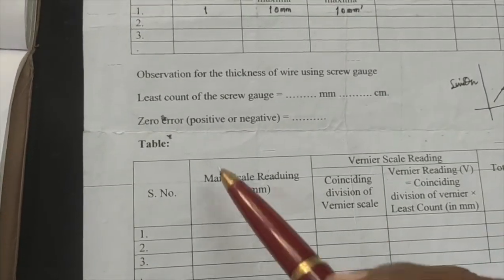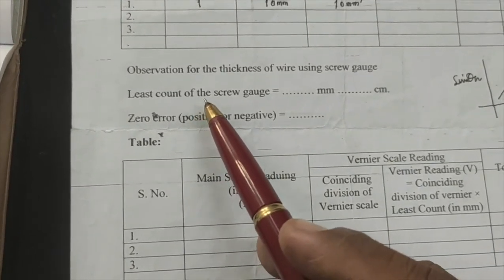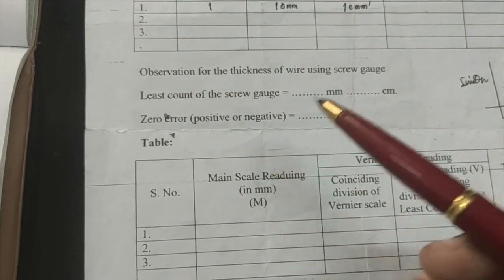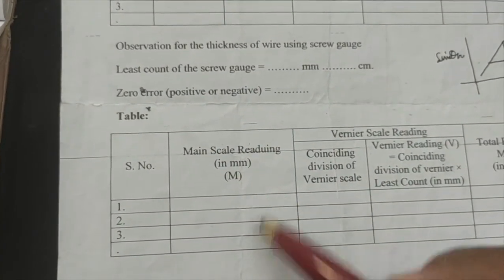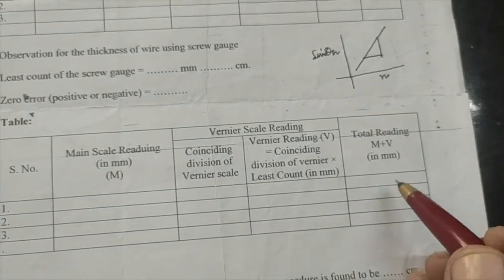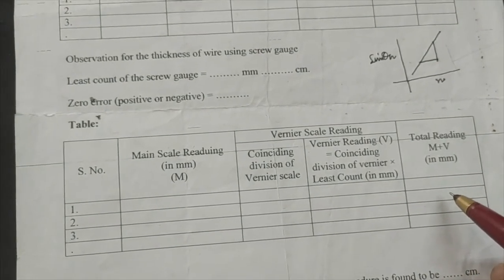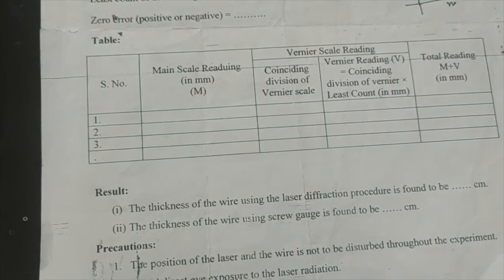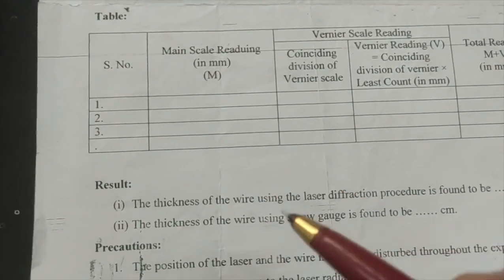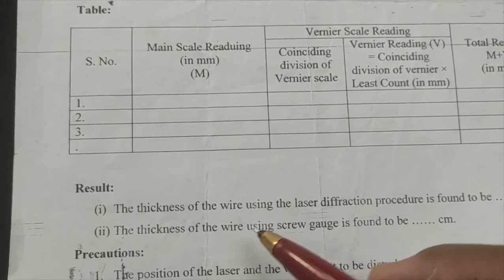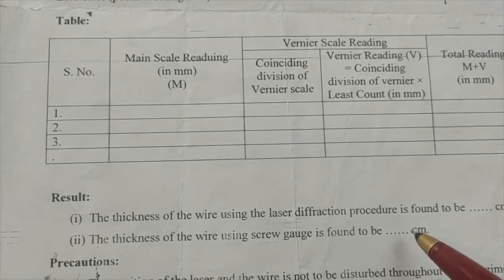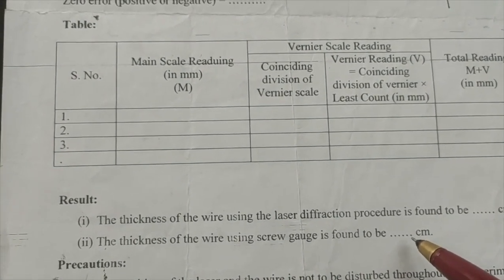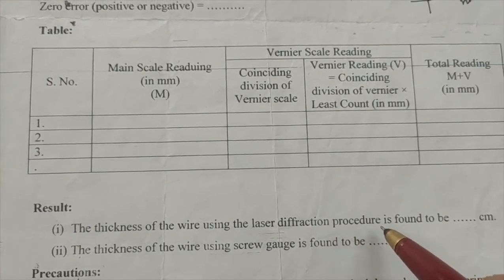The other procedure is to directly use the screw gauge. First you have to find the least count of the screw gauge and the zero error, and then using the main scale reading and so on, you have to find the diameter of the wire. Because there are two methods, you are finding the thickness of the wire in two ways. One is the thickness you get using the screw gauge, see what it comes out to be, and the other is the laser diffraction procedure.